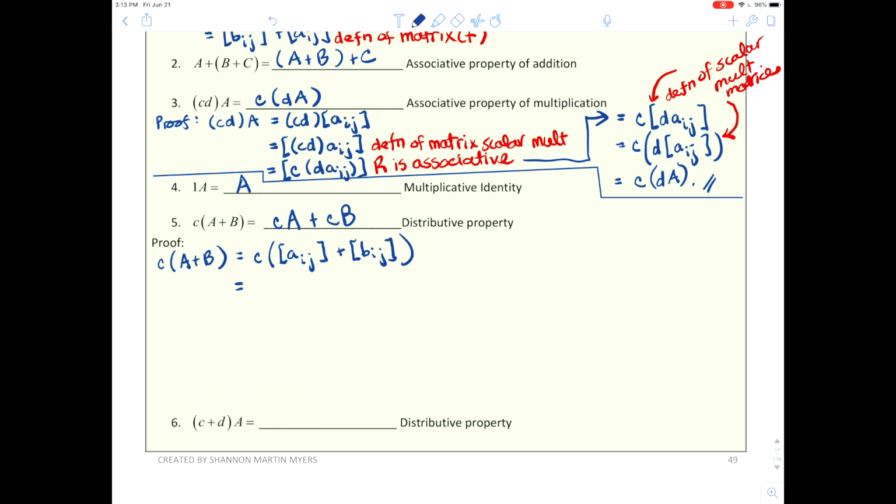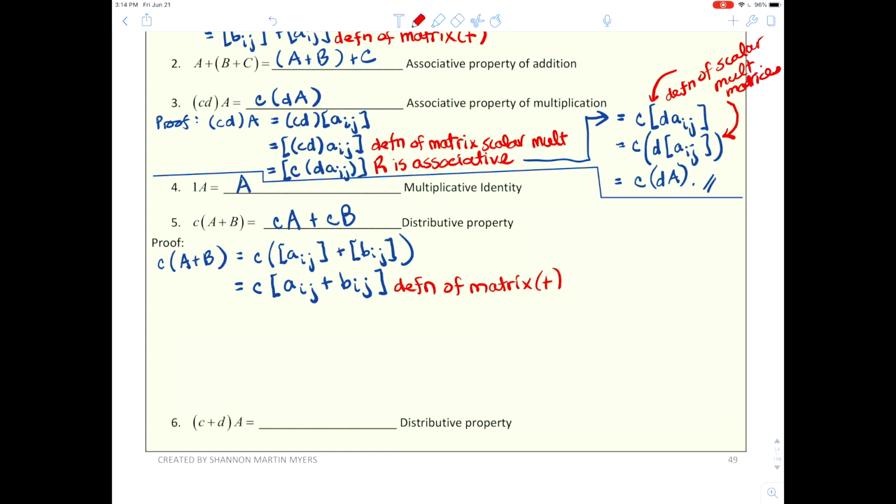Now, what's going to happen? You can't use the distributive property yet, so if you feel like it, slap your hand. What you need to do is make one happy matrix as a representative element. So you'll have Aij plus Bij within the matrix, and that is why: the definition of matrix addition.